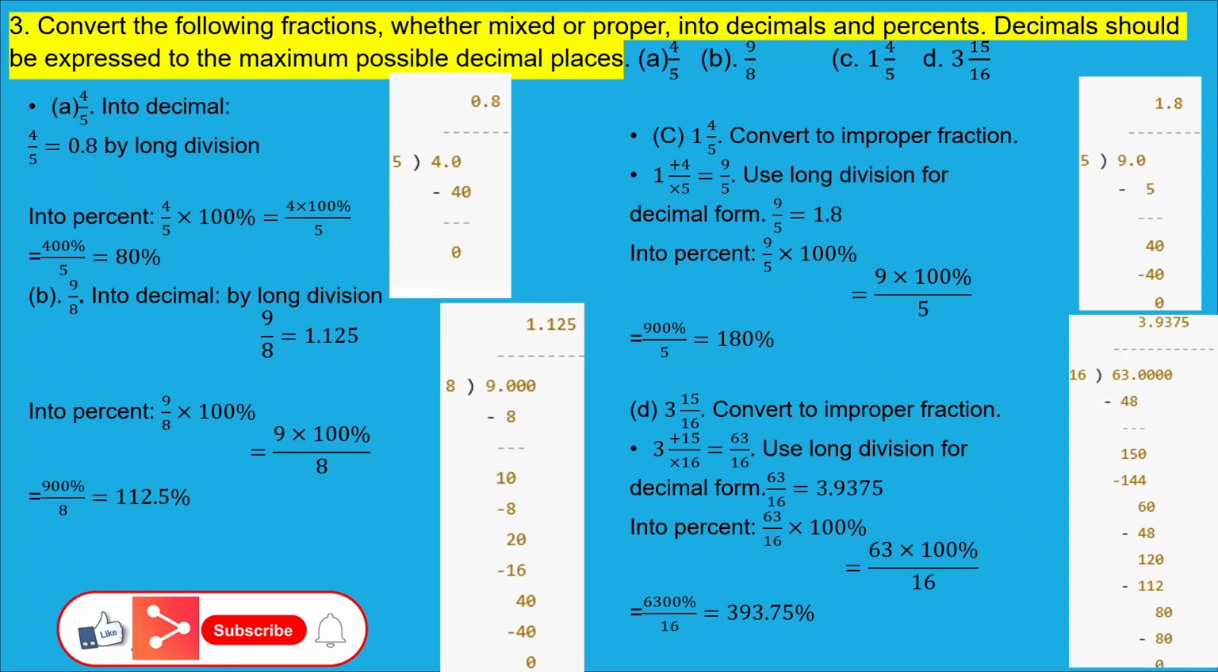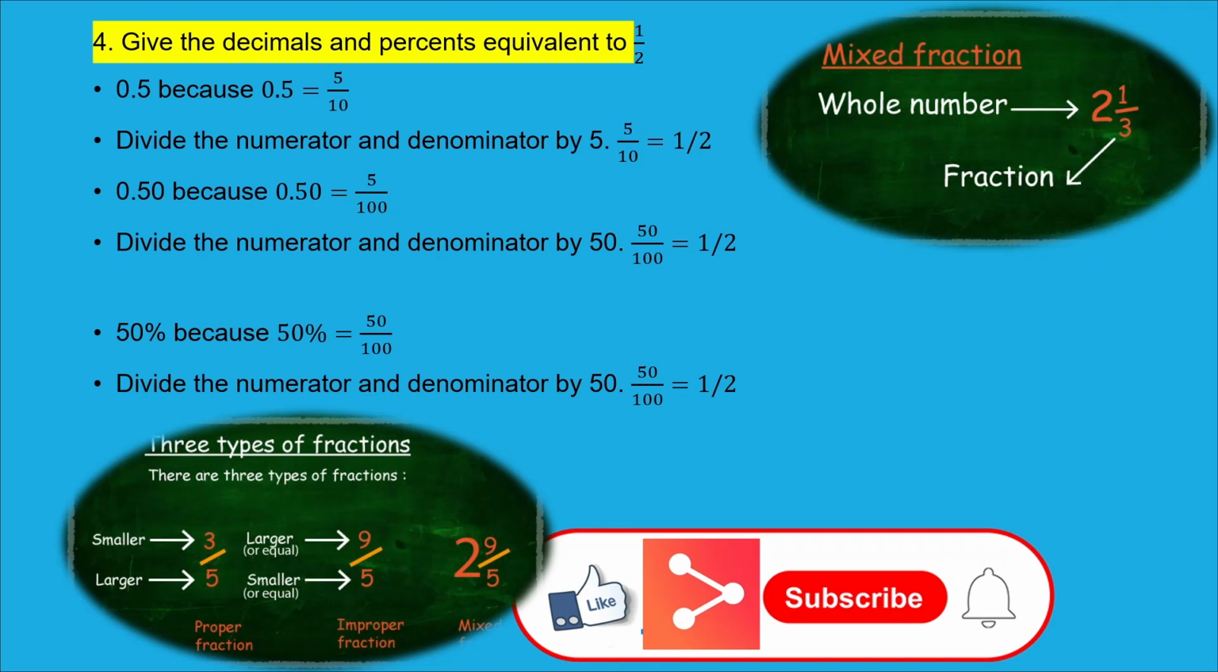Part D, 3 and 15 over 16. You first change into improper fraction as shown, multiply 16 by 3 plus 15, you get 63 over 16. Then use long division as shown in the corresponding picture to get the decimal point, and that is 3.9375. Then into percent, multiply by 100% and you get 393.75%.